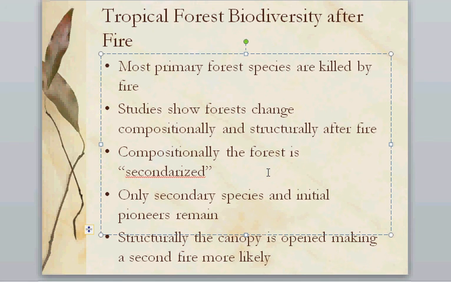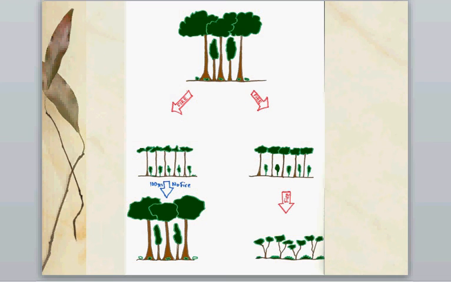So diagrammatically here, if we have an intact tropical forest and it burns, and it's quite a severe fire, so a lot of the mature trees are killed off, what we have is a structurally altered ecosystem. If there is no fire for 100 years, many of these species will be able to continue to grow, close the canopy, and create an ecosystem which is indistinguishable from the first.